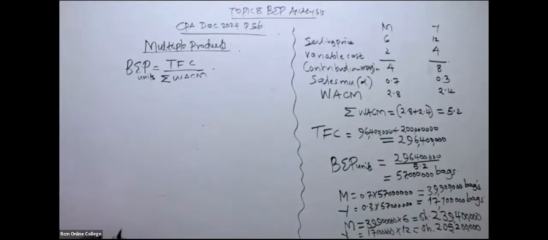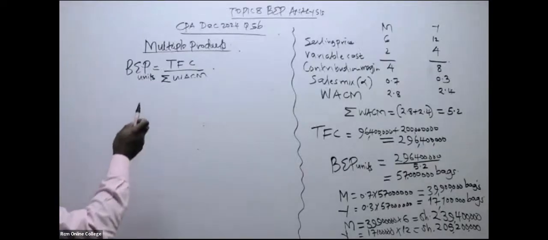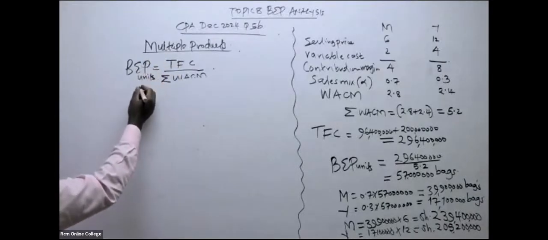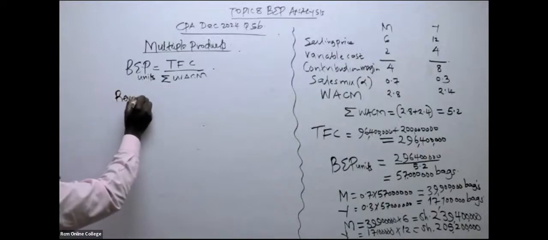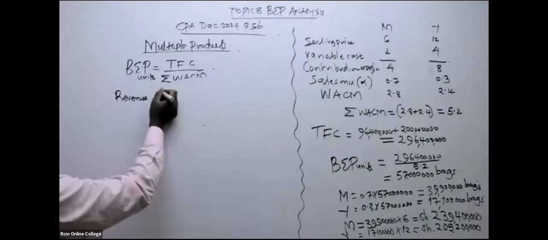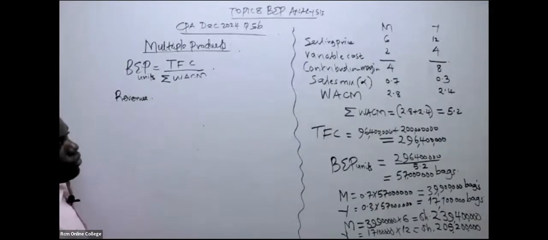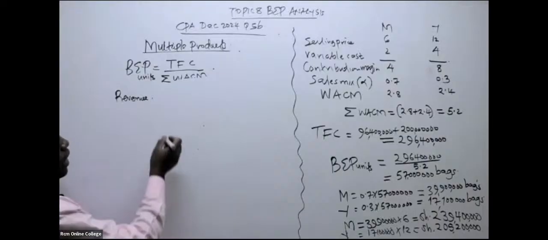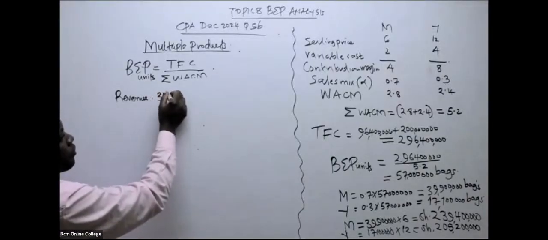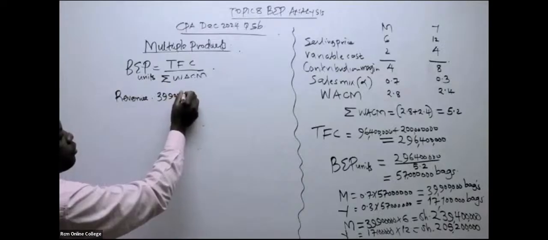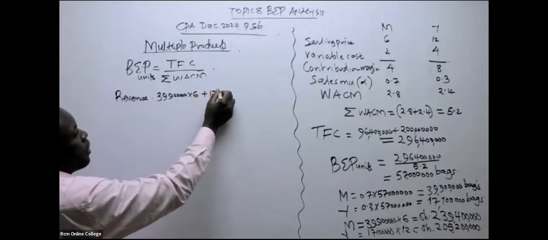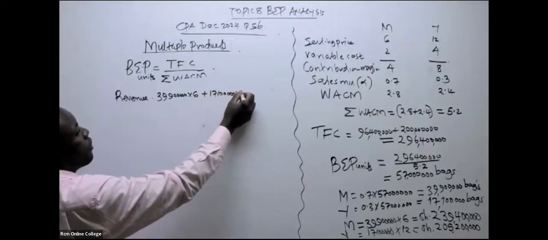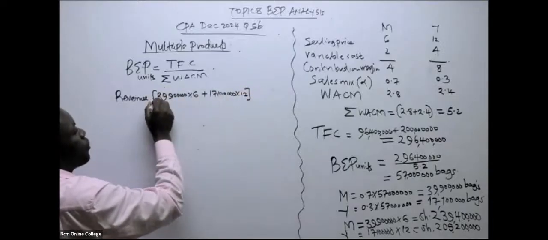So let's go to confirmation. Can we confirm that this break-even point in units and shillings will give us a net profit of 0? So can we get revenue at break-even point? Revenue at break-even point: the units at break-even point, 39,900,000, we multiply by selling price, which is 6, plus 17,100,000 multiplied by 12, right? So this will give us total revenue.